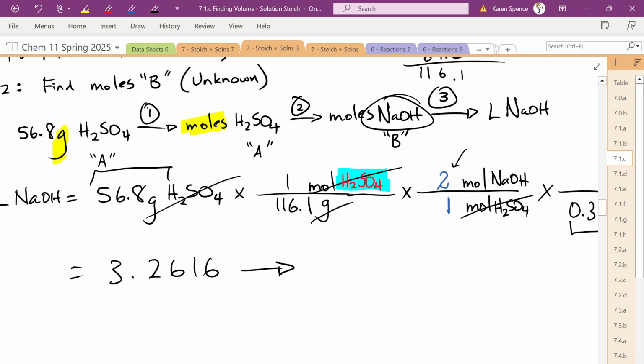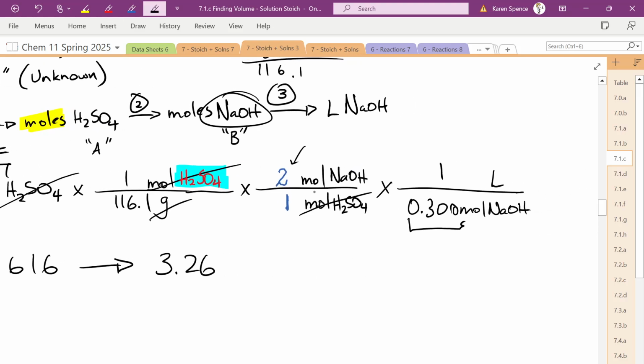So our smallest number of sig figs is 3 sig figs. So this should round to 3.26. And what unit are we left with here? We are left with liters. And that's what we wanted. And that's liters of NaOH solution.